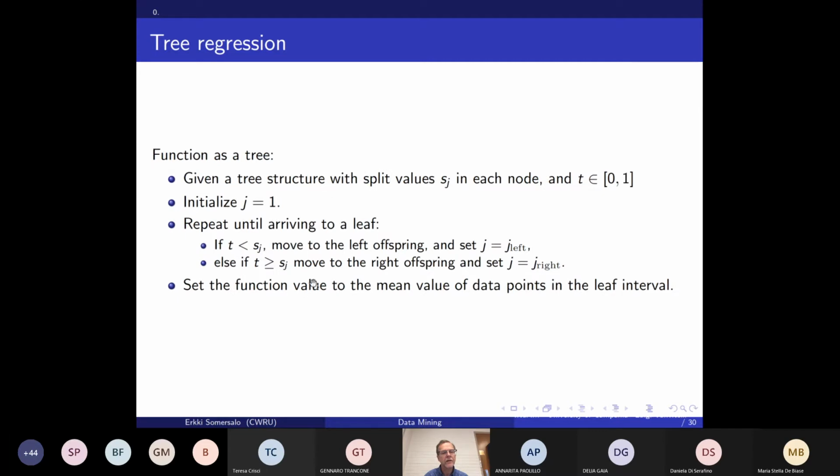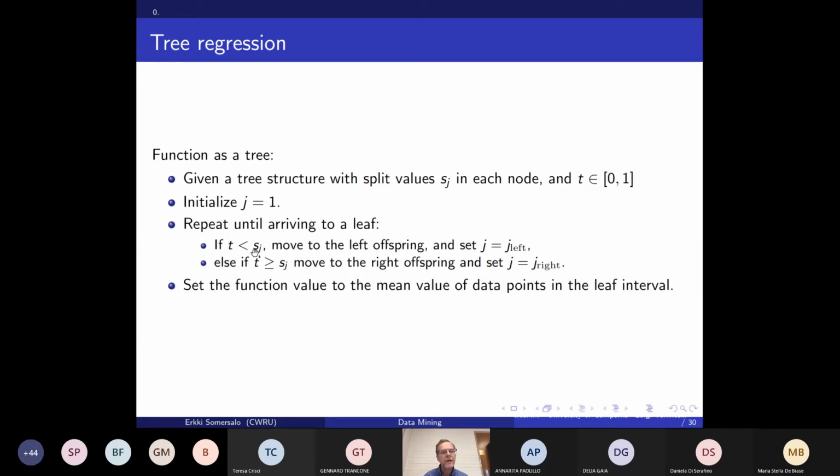So here is a function as a tree. What does a function as a tree mean? I have done this approximation now, and suppose you give me a value t, and I'm asking what value my function takes on. So you give me a t between 0 and 1. What I'm doing is going through my tree.